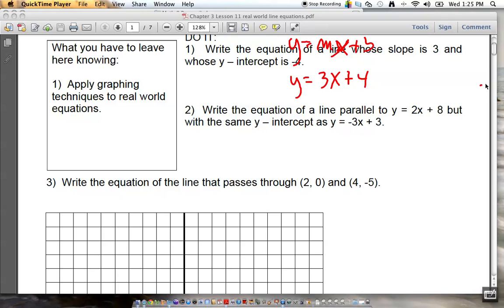M is slope, b is y-intercept. So that determines where I put the 3 and the 4, yes? It's minus 4 because it's a negative 4. Oh, is it minus 4? Sorry about that. Thank you for correcting me. Minus 4. Okay? First one, very simple.